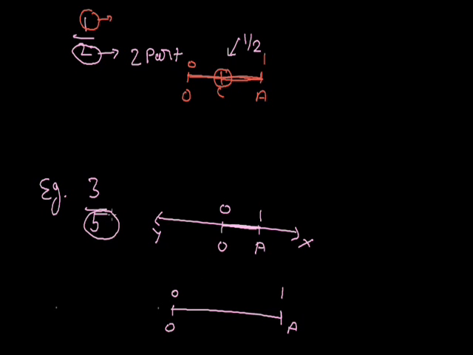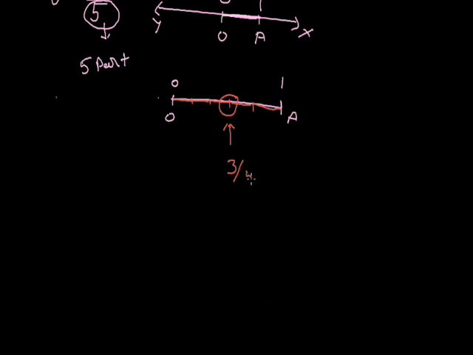From our example, the denominator is 5, so we divide the line OA into 5 equal parts: the first part, second part, third part, fourth part and the fifth part. Now we count the numerator 3. So we count from 0 to 3: first, second and third. Here we got 3 by 5.